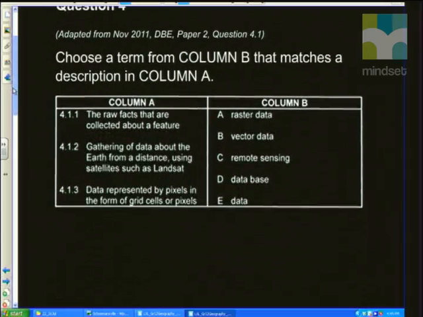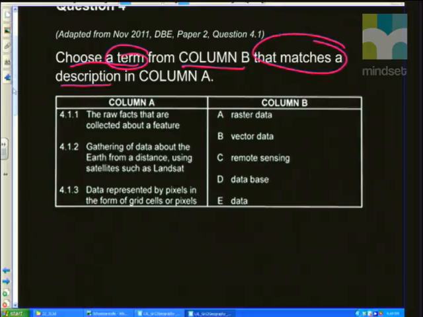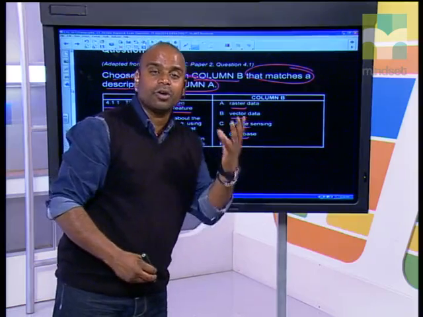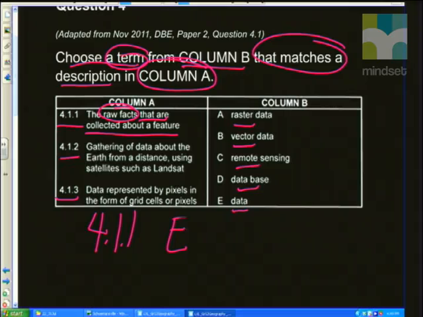My favorite type of objective questions, a table. In this example, choose a term from column B that matches a description in column A. Note, we've got 4.1.1, 4.1.2, and 4.1.3. The raw facts that are collected about a feature. Exactly, guys. So we've got A, raster data, B, vector data, C, remote sensing, D, database, or E, data. Because the word raw is used, we immediately can conclude that the only correct term in this case would be E, referring to data.